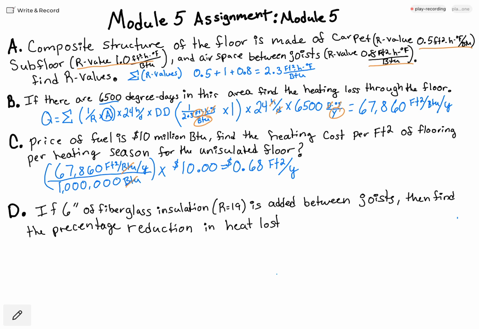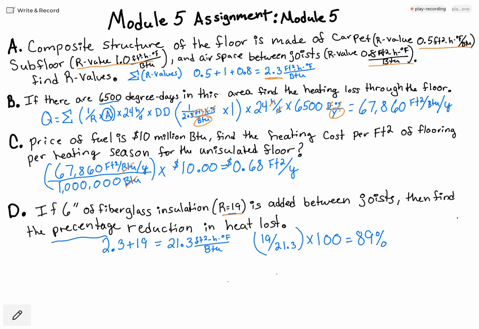The first thing I'm going to do is add my R19 to the sum of my original floor structure R's, my answer for A. And I get 21.3 feet squared hours degrees Fahrenheit per BTU. Then if I want to figure out how much of a reduction in percentage, I'll take the 19 over my total, and I get an 89% reduction.